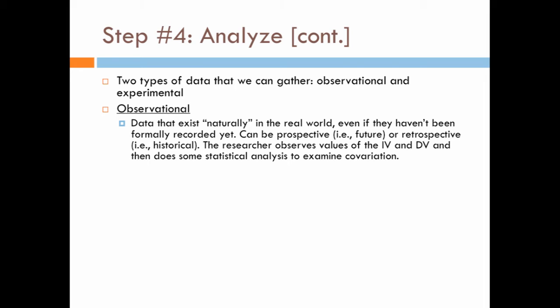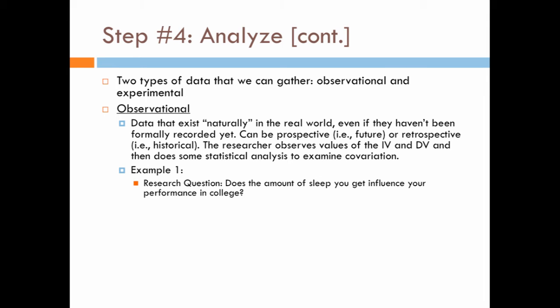But it always means that the researcher observes something that naturally occurs and then records the values of the IV and the DV and then does some statistical analysis to examine covariation. We're going to go through a few examples of possible research questions and figure out how we'd study this using observational data, and then we'll use the same examples to consider how we'd study the question using experimental data.